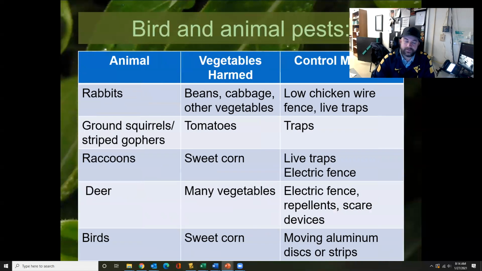Bird and animal pests: rabbits, ground squirrels, striped gophers, raccoons, deer, birds, everything we deal with up here in Pennsylvania. Let's talk about some different control methods. For rabbits, you want a low chicken wire fence, traps for squirrels, and an electric fence for deer, depending on how extreme it is. I would definitely recommend doing your own research into what method of protection you want to use for your garden.